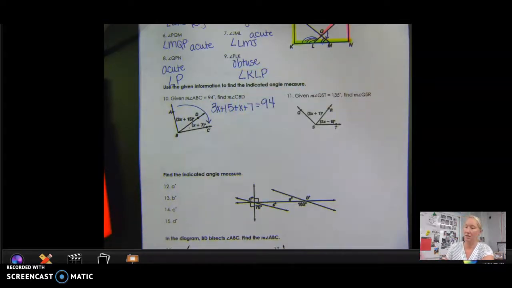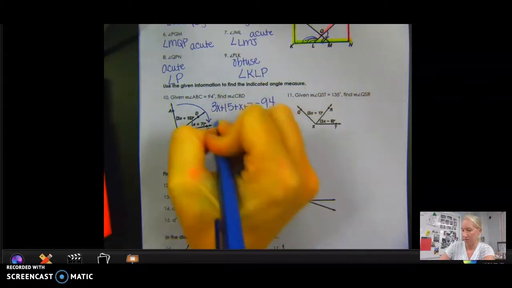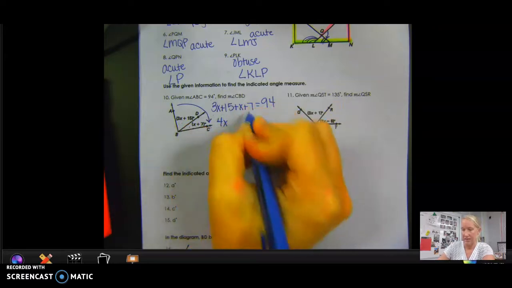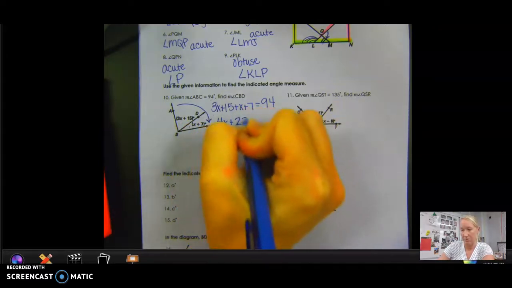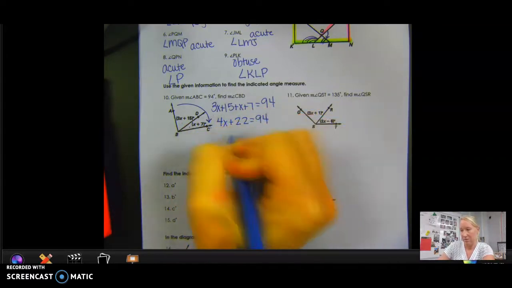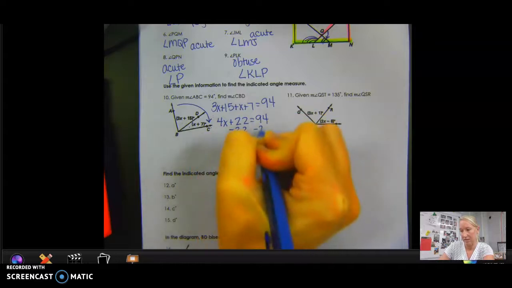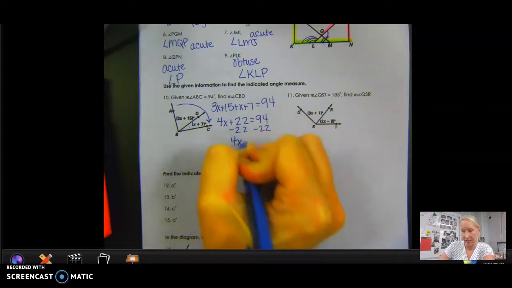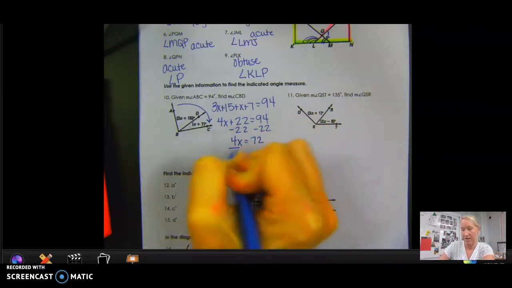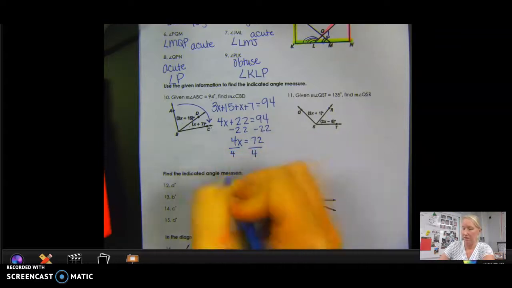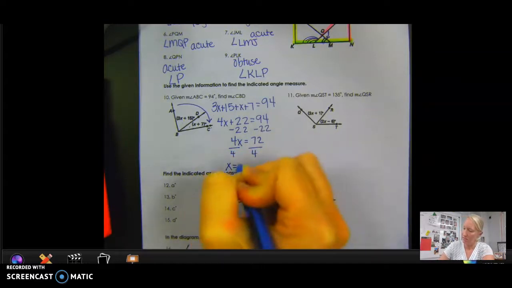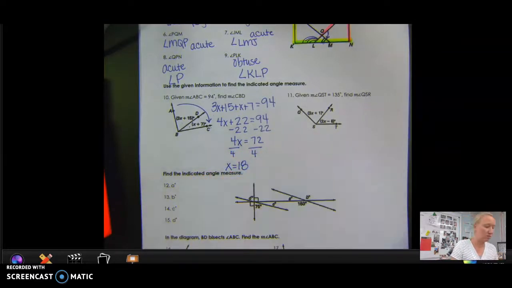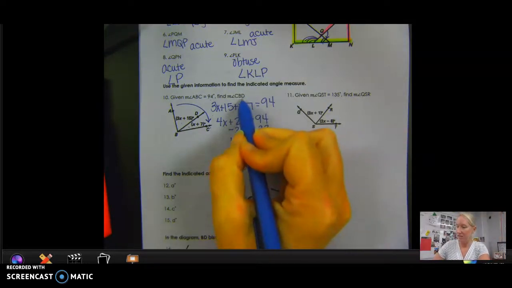So combine like terms, same side. I have 3x's and 1x, so that gives me 4x's. I have 15 and I have 7, so that gives me 22. That equals 94. So I'm going to subtract 22 from both sides. So I get 4x's equals 72. Divide by 4, x equals, I think, 18. Let me just make sure I do the math right. Yep, 18. But they actually want me to find C to B to D.